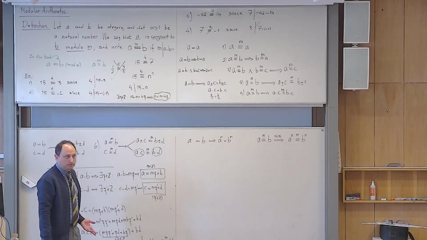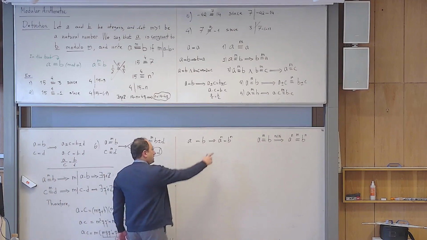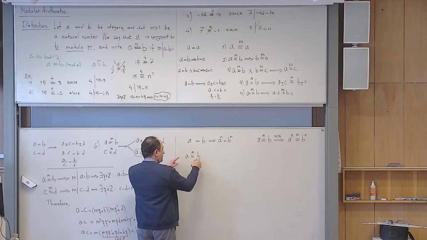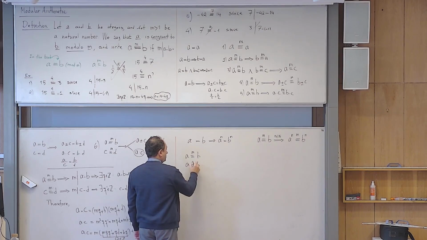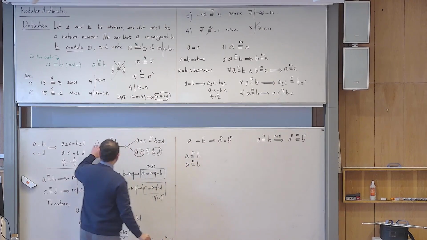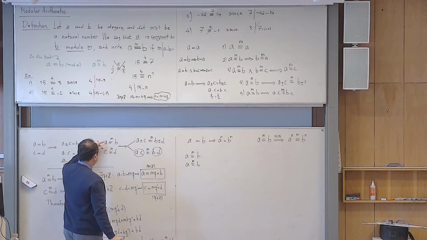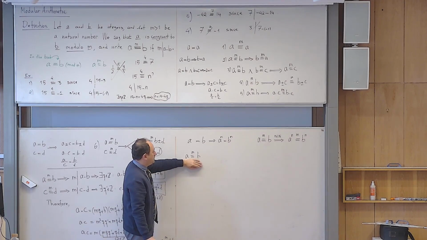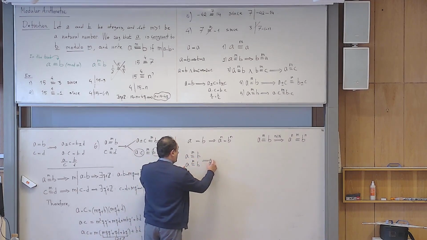Why is that? Because if you tell me that A is congruent to B, I can write it once more, and I learned that if I have two congruences, I can multiply them side by side and it remains valid. If you tell me A is congruent to B modulo m, I write it again, because if this is true, and this one is the same thing and also true, then I am allowed to multiply them side by side.